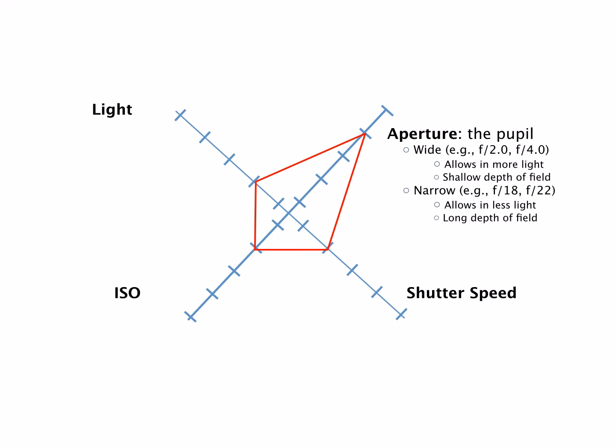It can be tricky, but it can also yield very effective photographs. At the other end of the spectrum is a narrow aperture. With an f-stop of 18-22, you're going to get in a lot less light, so the pupil is very tight, if you will, and you're going to have long depths of field. So great for landscape, right? You want everything in focus.